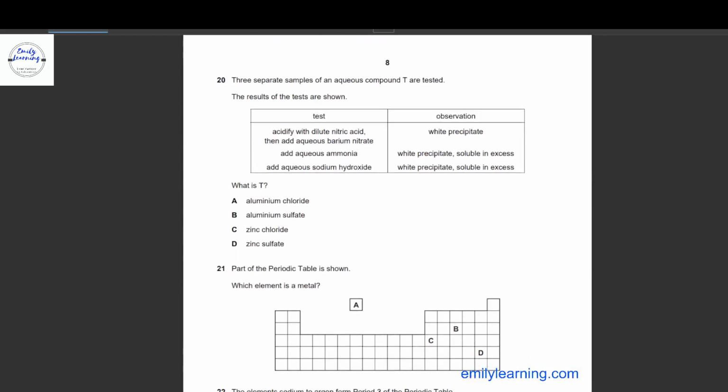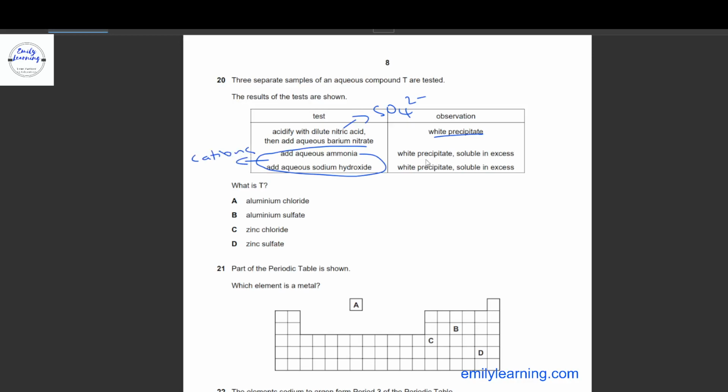Okay, moving on to question 20. So 3 separate samples of aqueous compound T are tested. The results are shown. What is T? So let's take a look. So I acidify with dilute nitric acid, then add barium nitrate. So this is basically testing for sulfate. Okay, if you get a white precipitate, you know that sulfate is present. Add aqueous ammonia, add aqueous sodium hydroxide. This one is basically to test for cations.